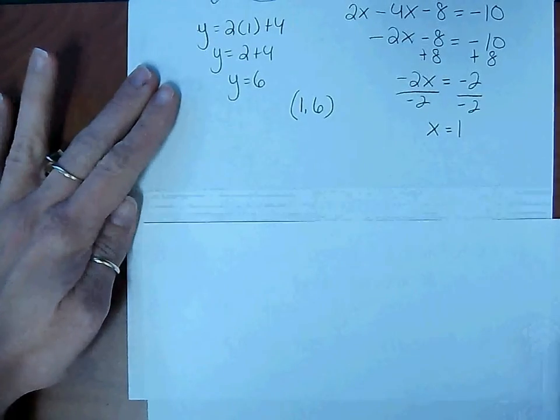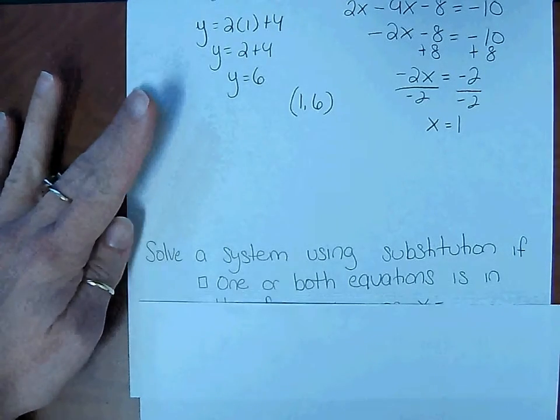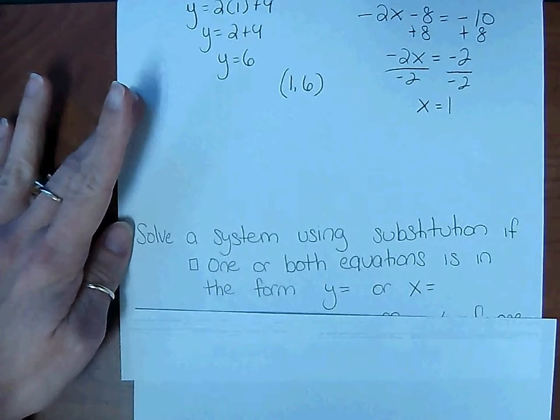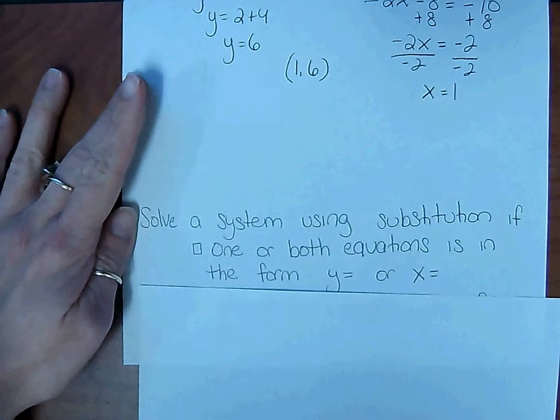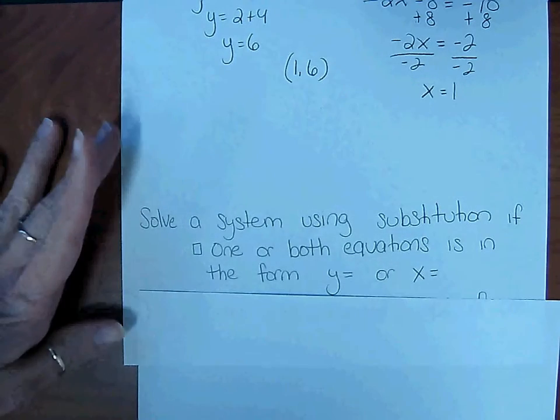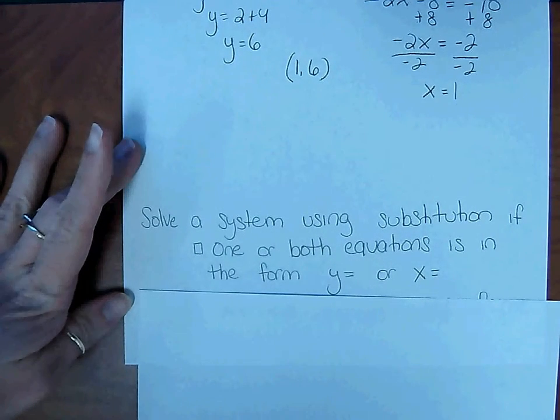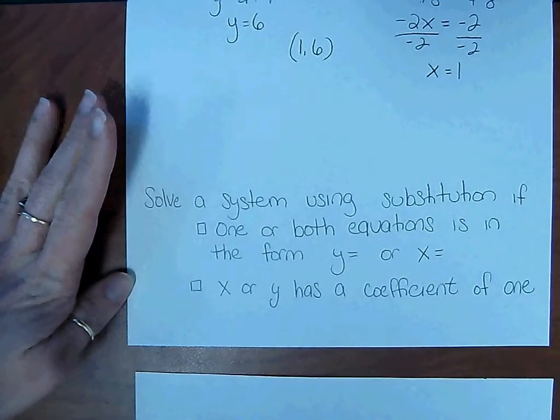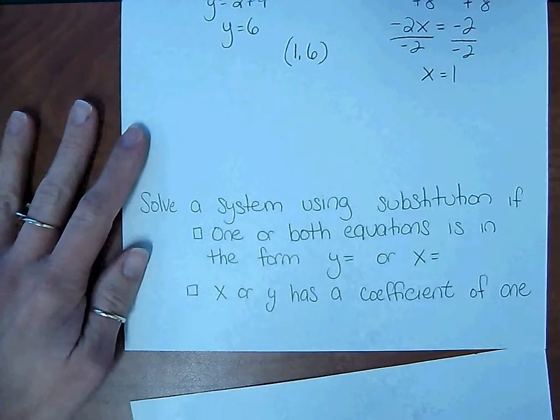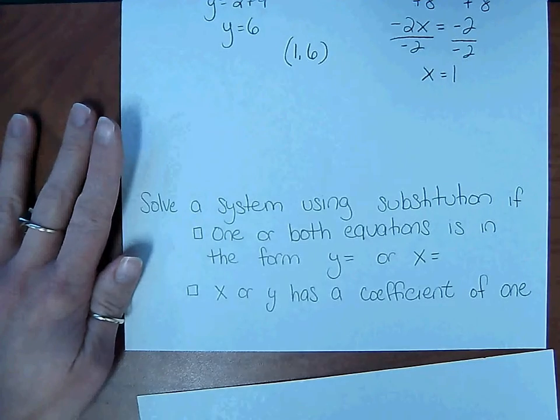So to summarize, to solve a system of equations using substitution, you want to use this method if one or both equations is in the form y equals or x equals. Or you would use this method if x or y has a coefficient of 1, and then you would solve the equation for that variable and then use that for substitution.